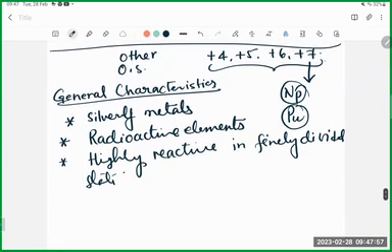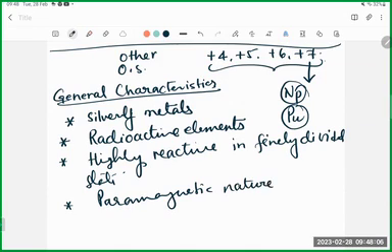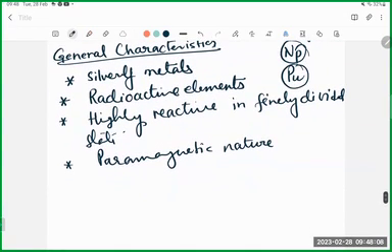They also have paramagnetic nature like the lanthanoids. They have paramagnetic behavior because unpaired electrons are present over here. They also react to form an oxide layer, because with oxygen they are very much reactive.